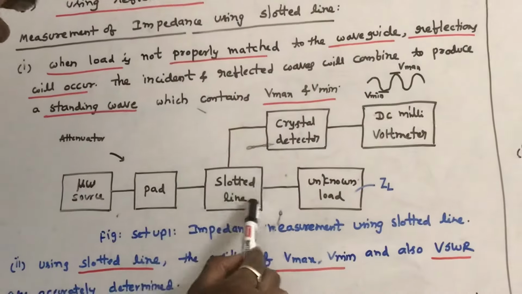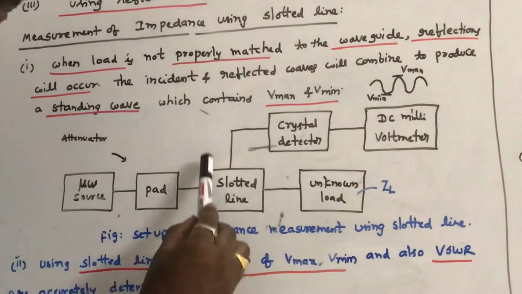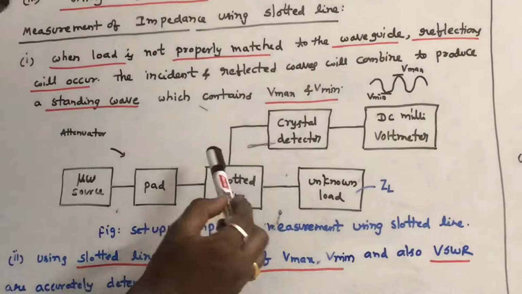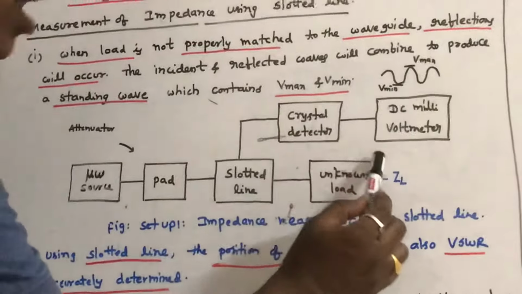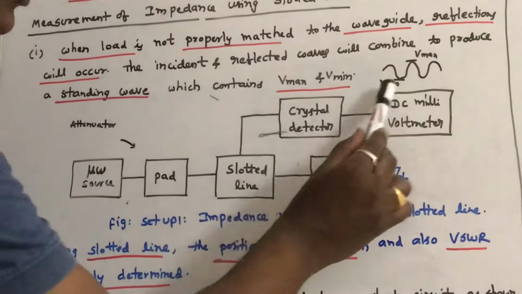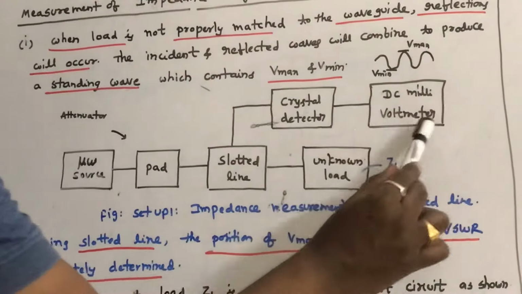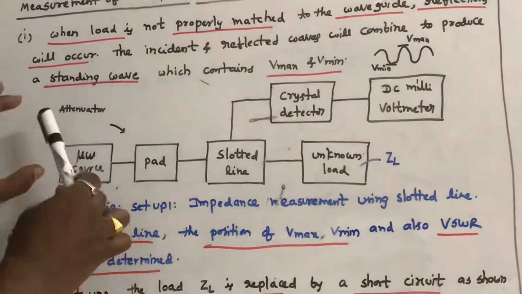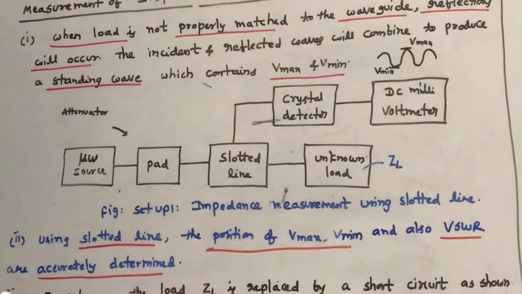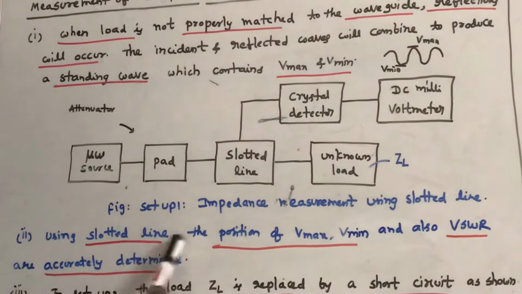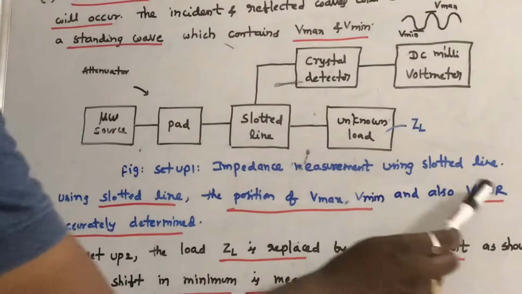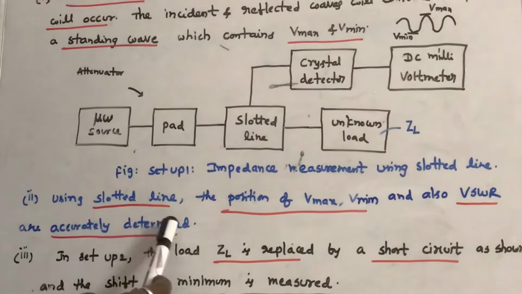See, this is a slotted line. Slotted line is a very important component in the microwave laboratory. To the slotted line, the unknown load which is to be measured is connected, and a crystal detector is connected, and a DC millivoltmeter is connected like this. This is the arrangement which is used to measure the unknown load. Here, using slotted line, the position of Vmax, Vmin and also VSWR are accurately determined.